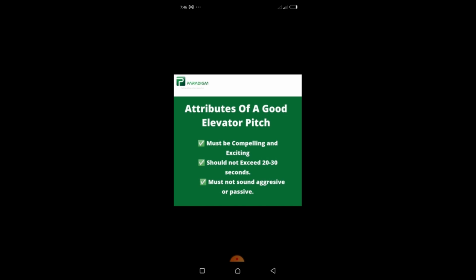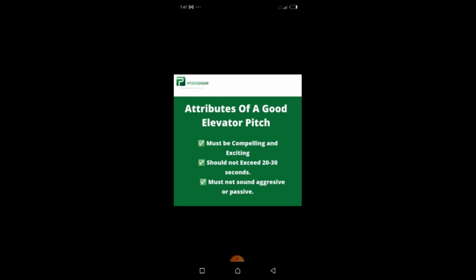The second one is that a good pitch should not exceed 30 seconds. It should be between 20 to 30 seconds. Because if it is less than that, then you most probably would not be giving detailed information. And if it is more than that, you would bore out the listener. Don't forget that a lot of people are carried away quickly. The attention lifespan of an average individual today is not more than 30 seconds. So if you can't capture that interest in 30 seconds, then you might have lost that prospect.